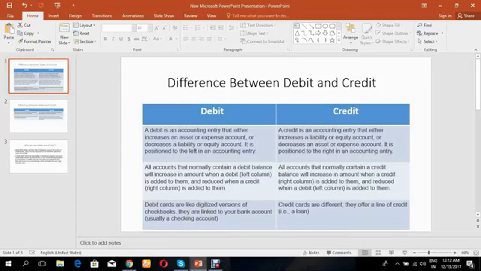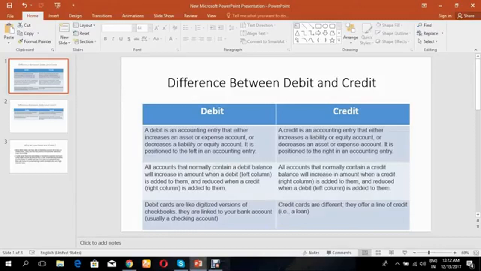Second difference is all accounts that normally contain a debit balance will increase in amount when a debit left column is added to them, and reduce when a credit right column is added to them. Credit. All accounts that normally contain a credit balance will increase in amount when a credit right column is added to them, and reduce when a debit left column is added to them.